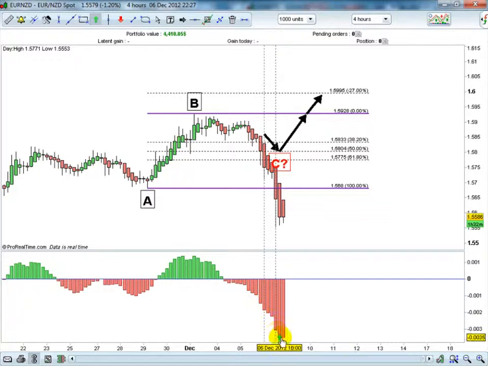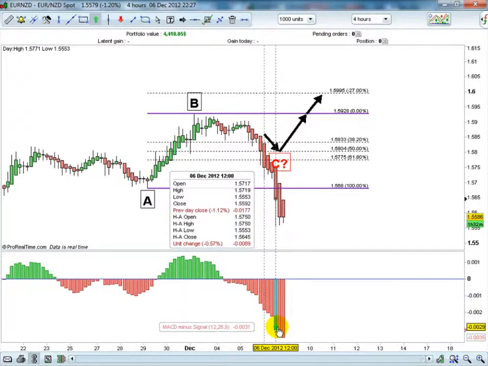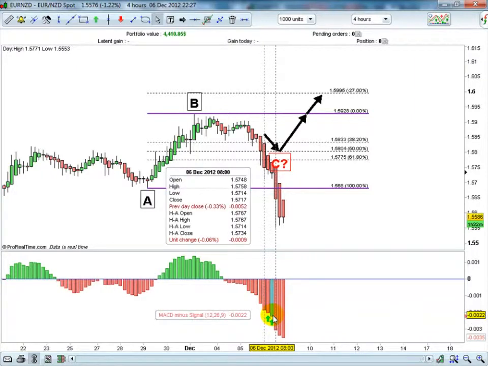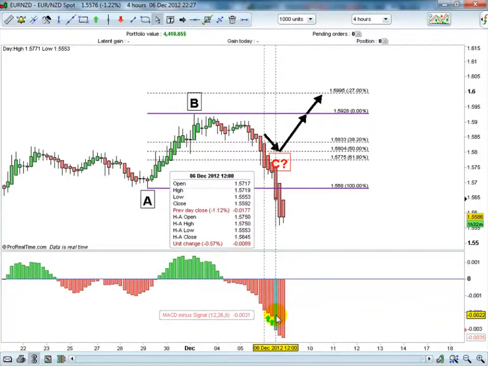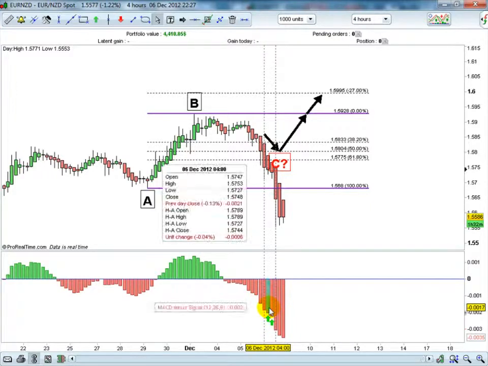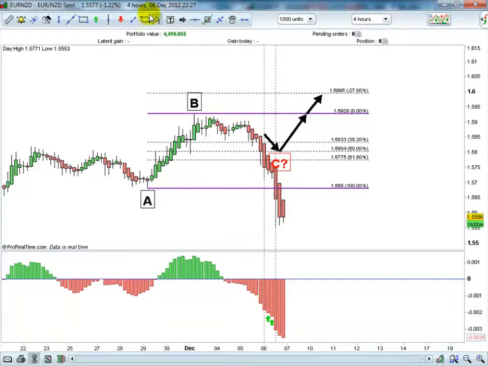Okay, so as of right here, the second dashed vertical line, we've got this histogram bar preceded by one higher up. So unlike the daily chart, here on the 4-hour chart it's a slope reading on the red bars, not the green bars. But we can see the most recent histogram bar, when we're looking at the open of 12 p.m. GMT, is lower than the one preceding it. In other words, 2 bars back is higher than the most recent. I hope that makes sense the way I'm explaining it.